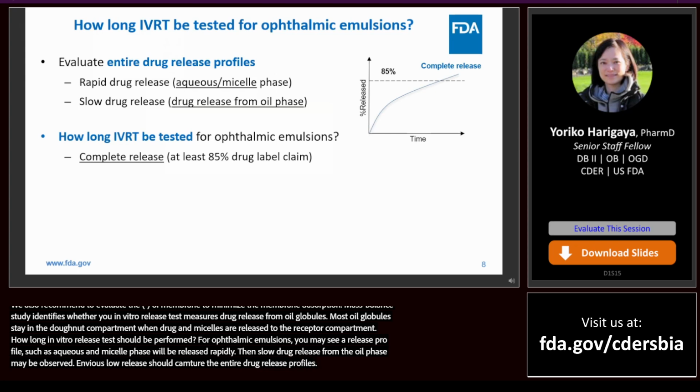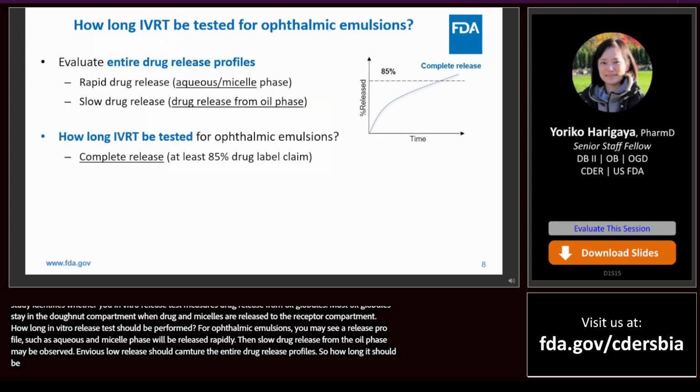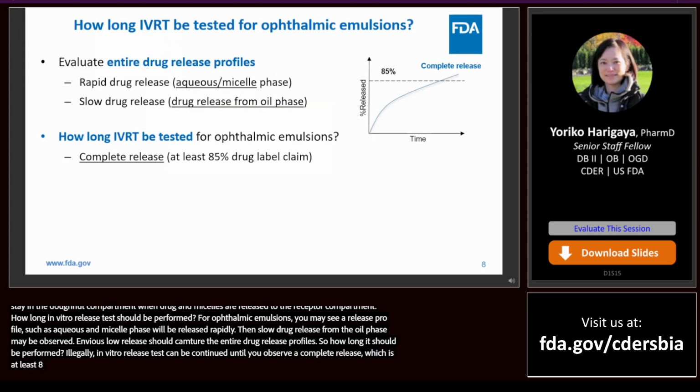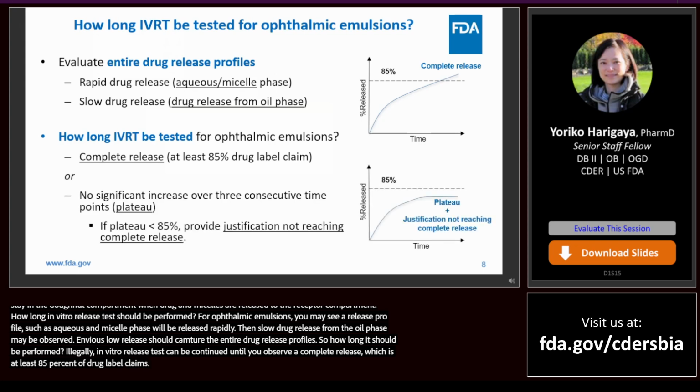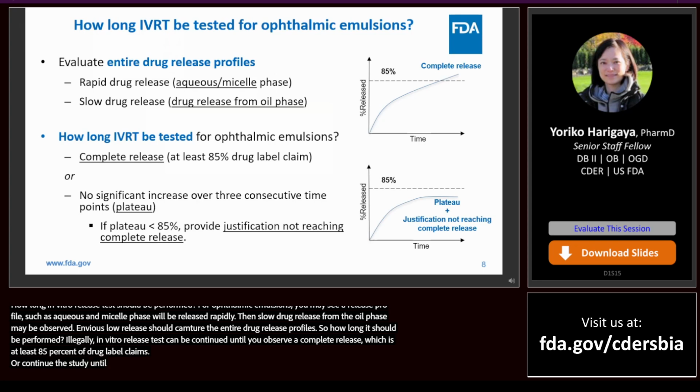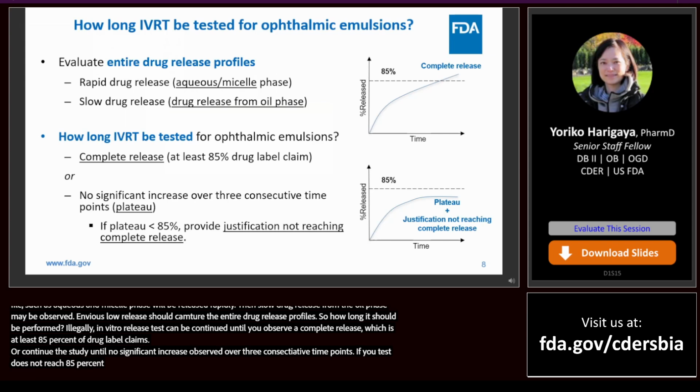So how long should it be performed? Ideally, in vitro release tests be continued till you observe a complete release, which is at least 85% of drug label claims. Or continue the study till no significant increase is observed over 3 consecutive time points. If your in vitro release test does not reach 85%, we recommend that you submit justifications for not reaching complete release.